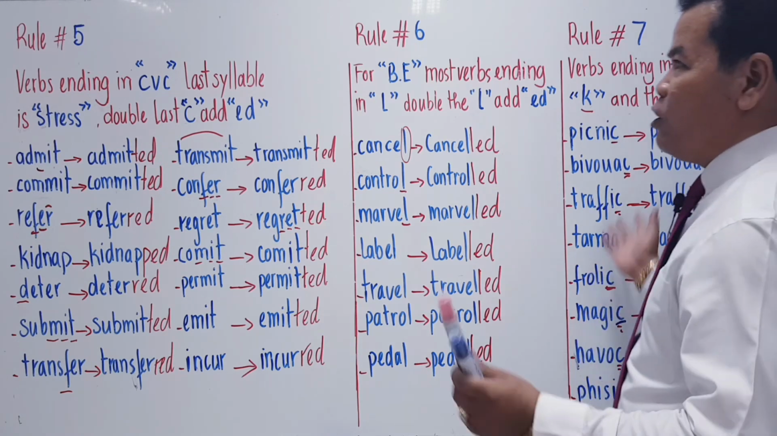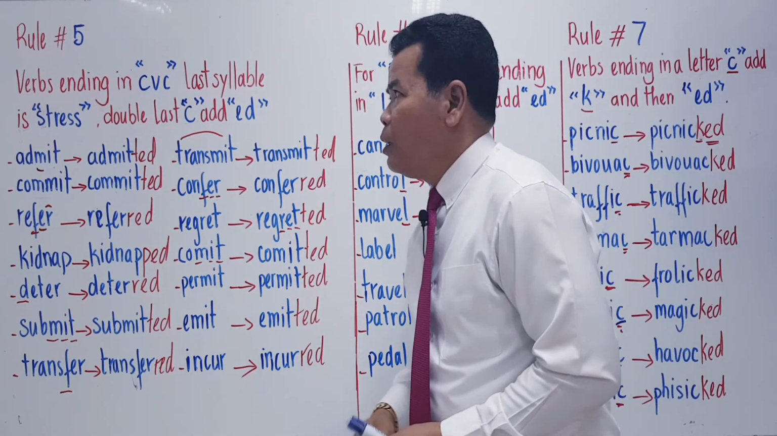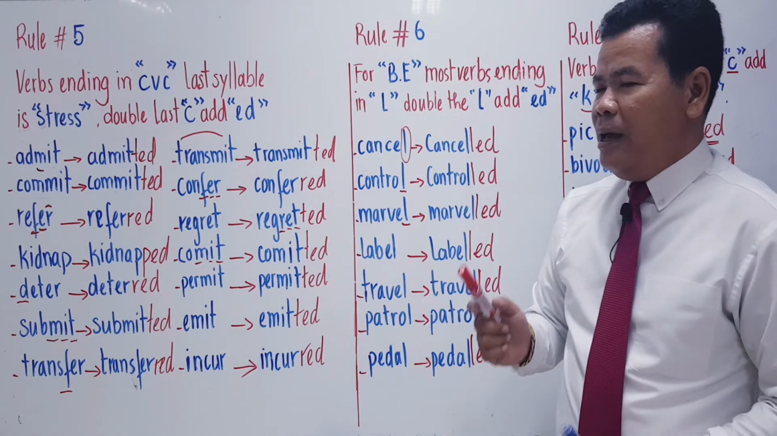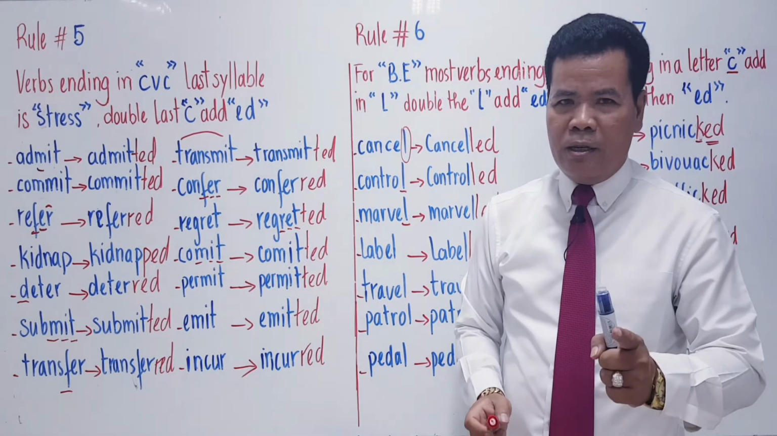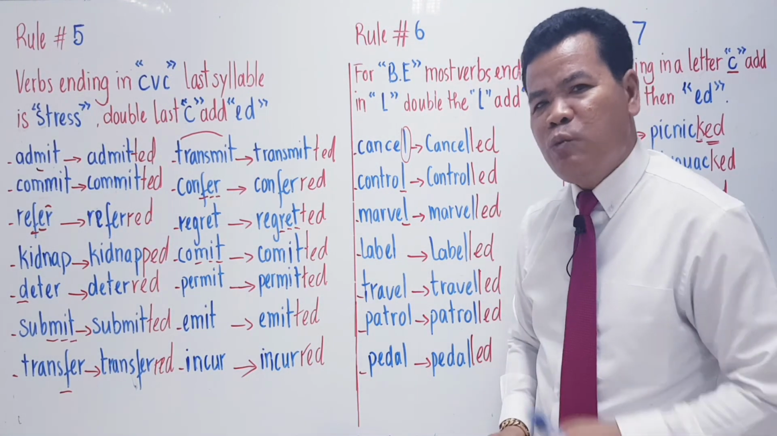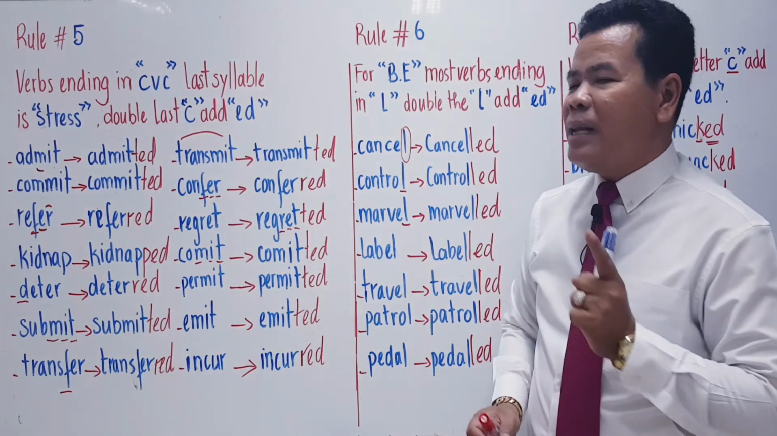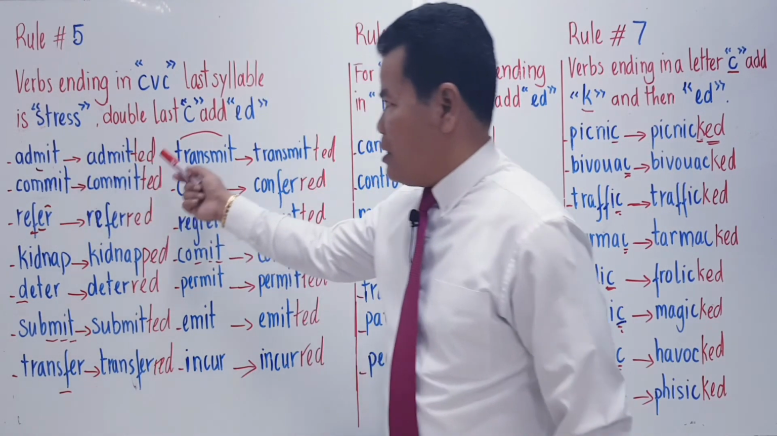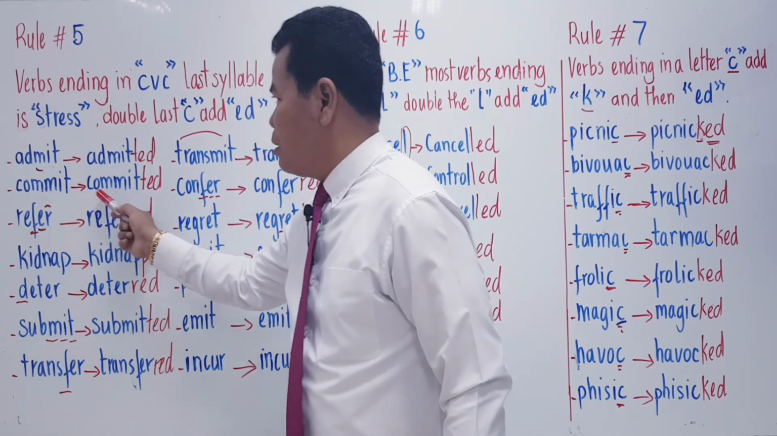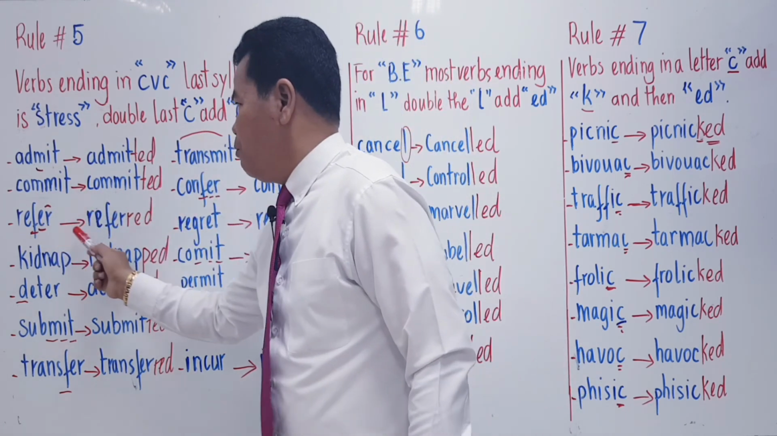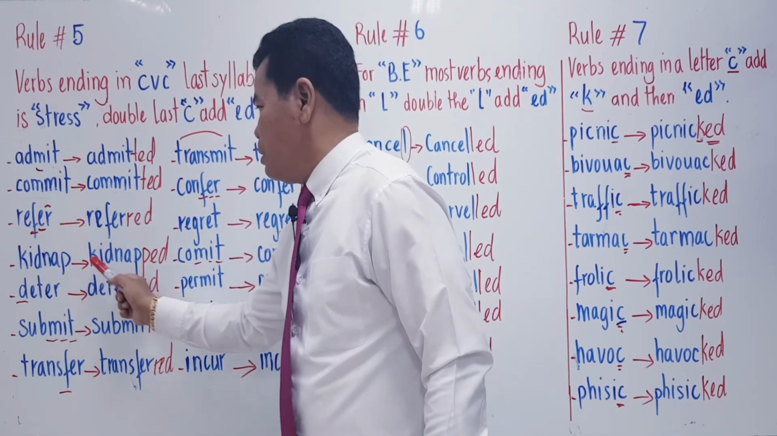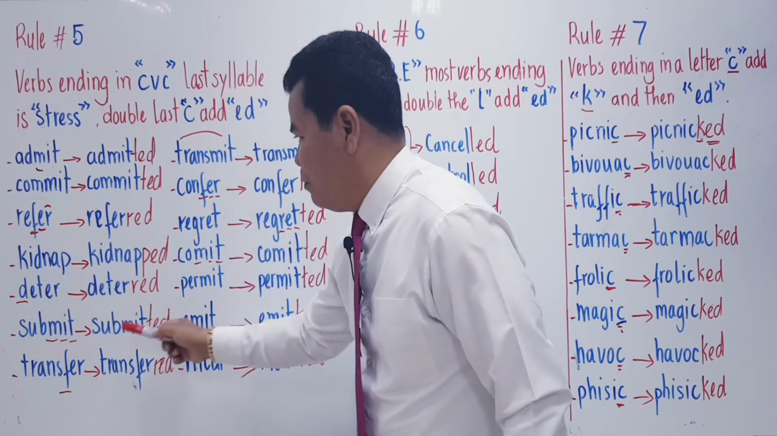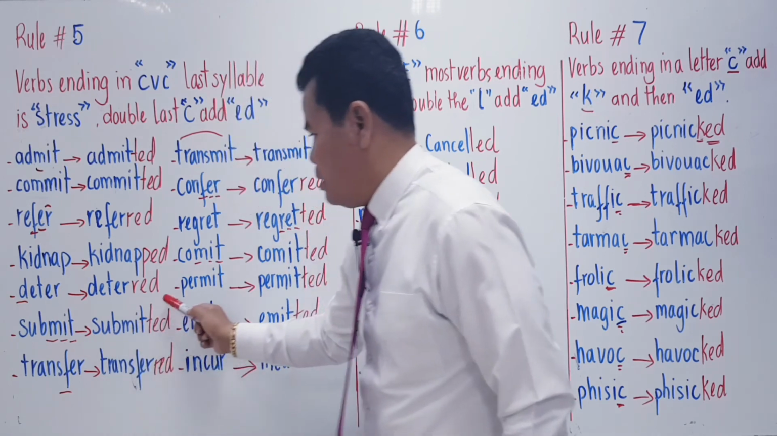So, go back to number 5 again. Rule number 5 says verbs ending in a CVC where the last consonant is stressed. So before adding ED to the verb, we have to double the last consonant. Okay? Like admit, admitted. Okay? Commit, committed. Refer, referred. Kidnap, kidnapped. Deter, deterred. Submit, submitted.